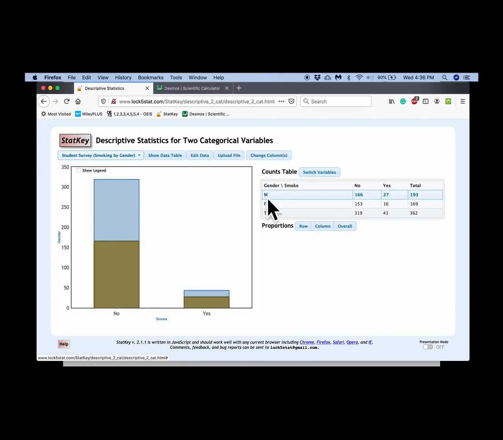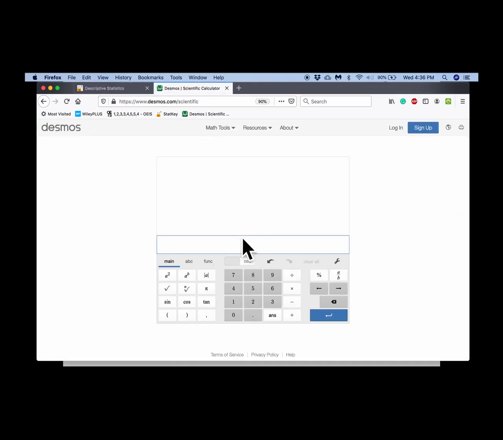So we go to our male category. So what proportion of the males? We're saying of the males, that's going to be a denominator of 193. Of those 193 that are males, how many of them are smokers? That's 27. So 27 out of the 193 are smokers. Now, what is that proportion? Well, we're going to go to the Desmos scientific calculator. We've got 27 of the 193 males are smokers, and that's going to give us a proportion of 0.139. Let's just call it 0.14. All right, so that's the proportion of males that are smokers.